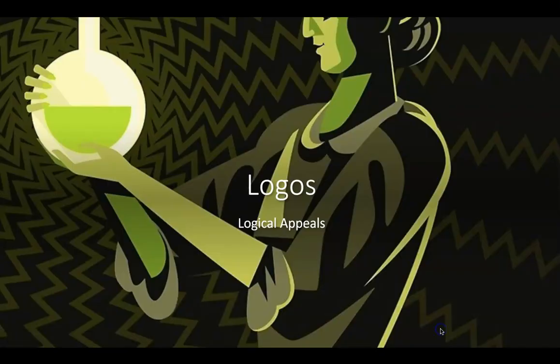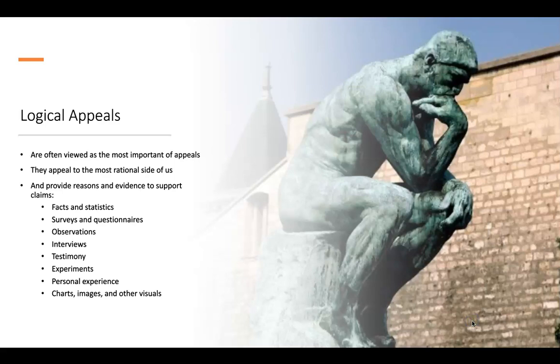Okay, and so the third appeal that Aristotle noted was logos, or logical appeals. These are things that appeal to the logic of a reader or a thinker, to their mind, rather than, say, their emotions. Logical appeals are often viewed as the most important of the three appeals because they appeal to the most rational side of us, right? So when you're thinking about how to convince someone of your argument or your point, you're going to want to aim for their most rational thinking, the most rational aspect of their thinking, rather than, say, their emotions.